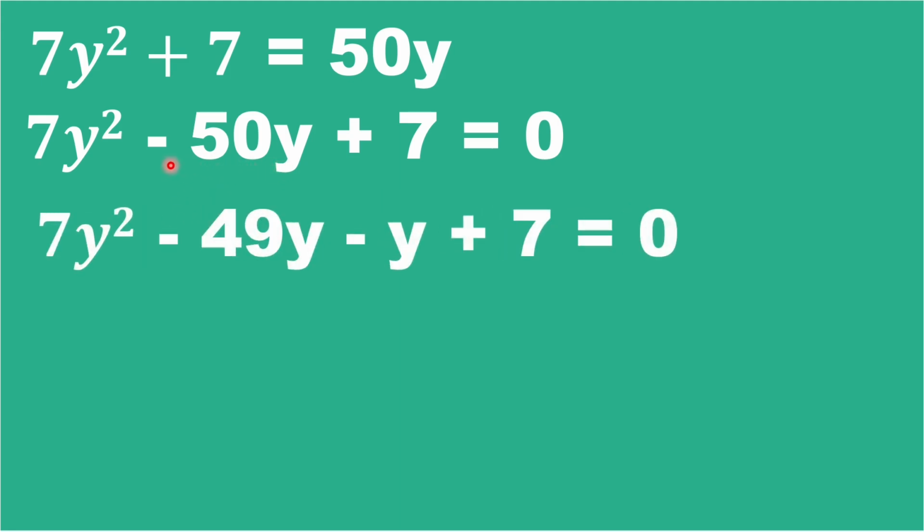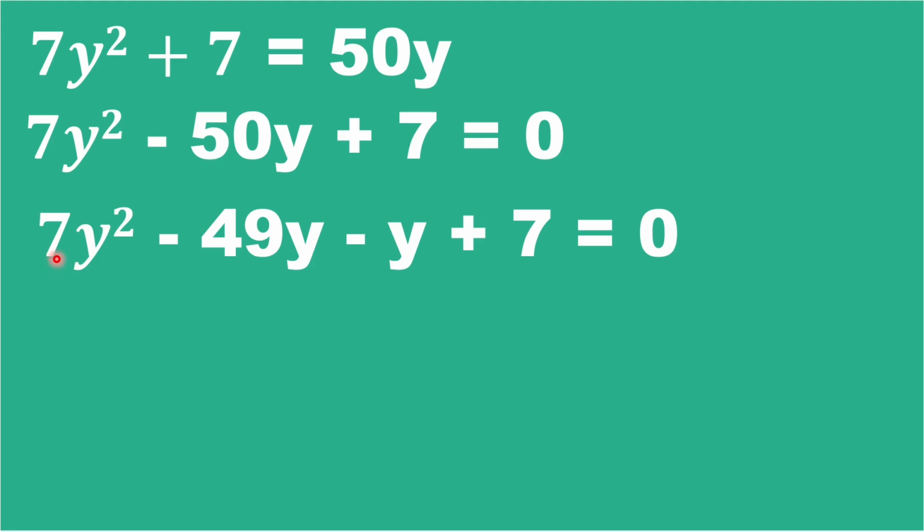So we can factorize this minus 50 into minus 49y and minus y. If we add back, it will give us minus 50y, which is correct. And if we multiply this, it will give us 49y square, and similarly here we need 49y square. So both the conditions are correct. Therefore, we can split this minus 50y as minus 49y and minus y.